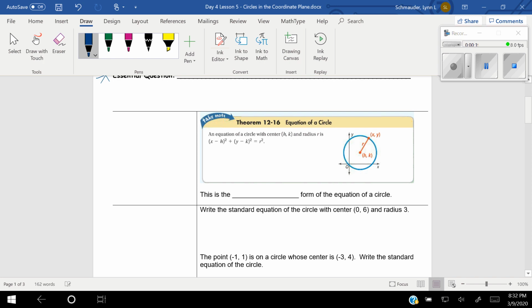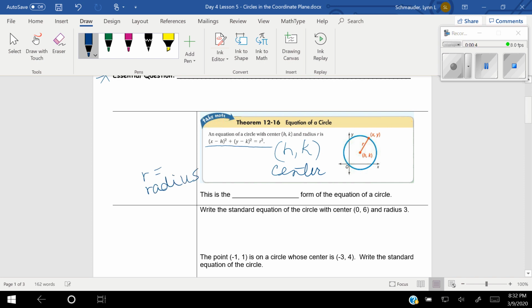All right, the equation of a circle. Here it is: x minus h squared plus y minus k squared equals r squared. What you got to remember here is that (h, k) is the center and r is the radius of the circle.